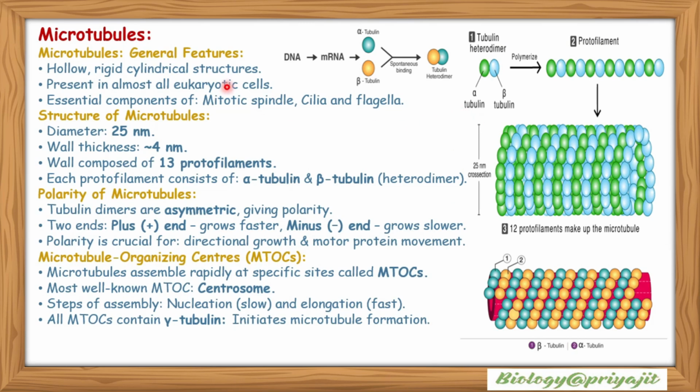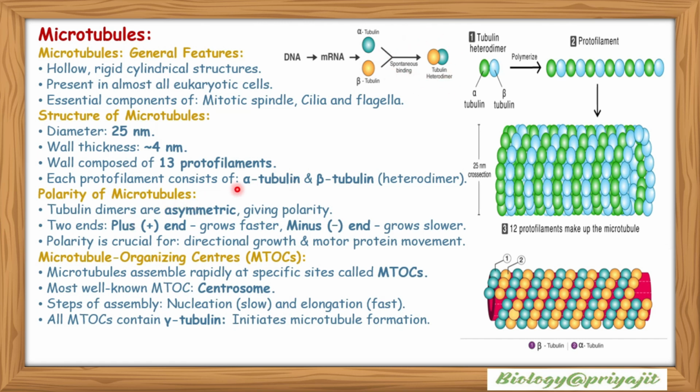We should know the basic structure of microtubules. Microtubule general features include a hollow, rigid cylindrical structure present in almost all eukaryotic cells. They are essential components of the mitotic spindle, cilia and flagella. Structure of microtubule. Microtubule diameter is approximately 25 nanometer and wall thickness is roughly 4 nanometer. The wall is composed of 13 protofilaments. Each protofilament consists of alpha tubulin and beta tubulin. These are formed by tubulin heterodimer. This is a spontaneous binding of the two tubulins.